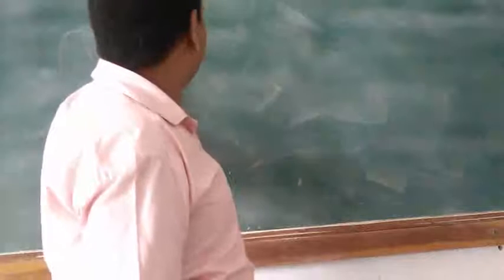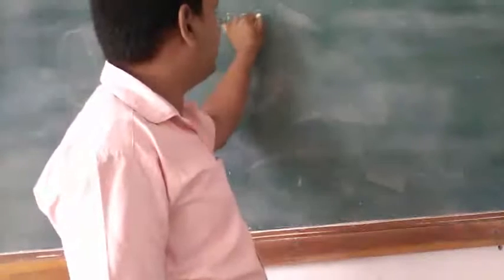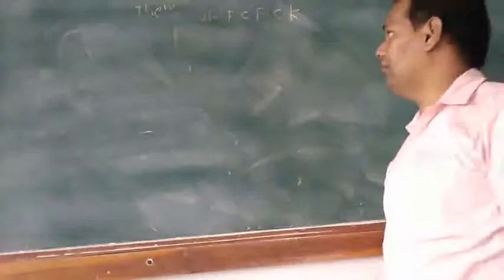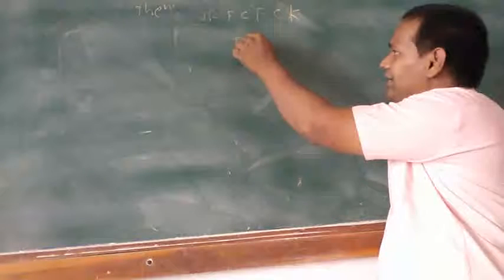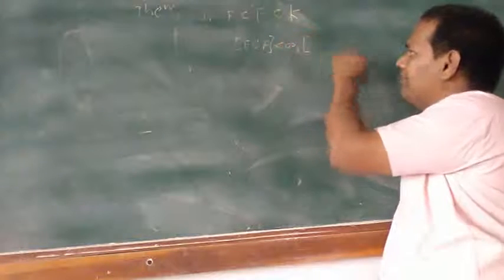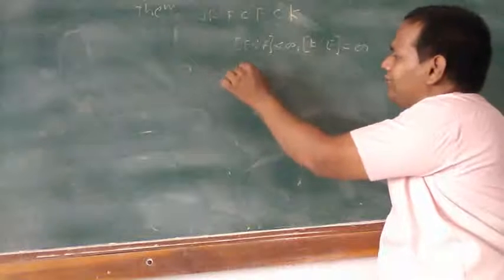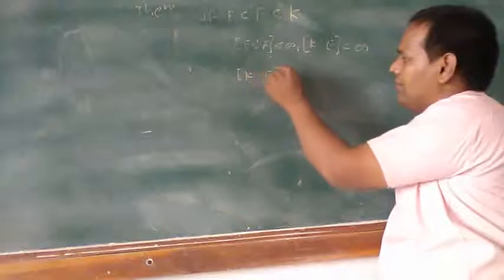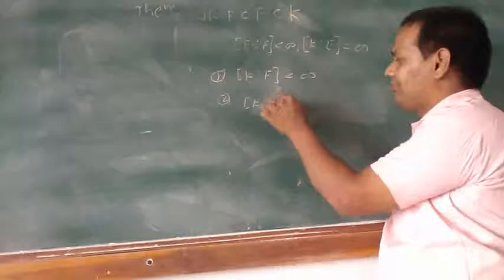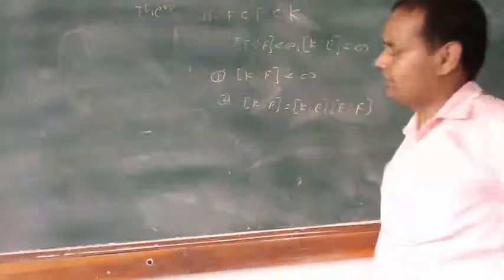Now, one more theorem. If F is a subfield of E and E is a subfield of K, and the degree of E over F is less than infinity, the degree of K over E is less than infinity, then prove that the degree of K over F is less than infinity. That is the first proof. Second one, prove that [K:F] is equal to [K:E] times [E:F].